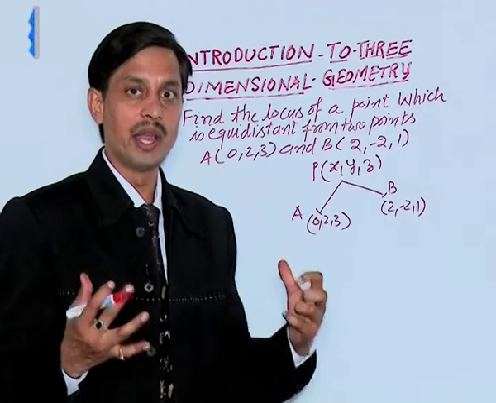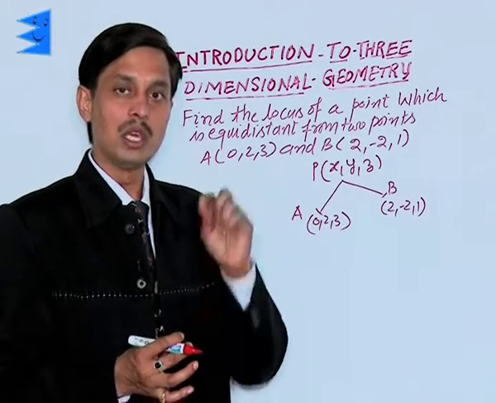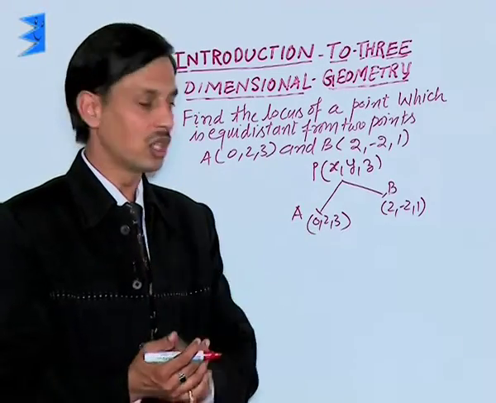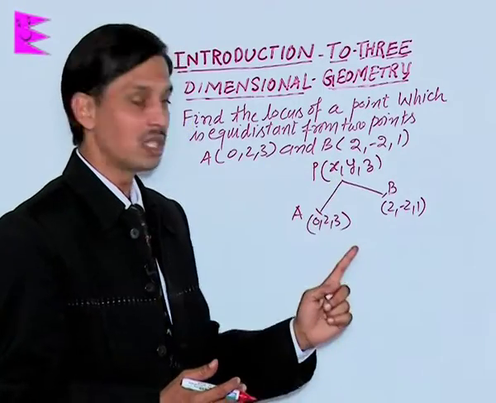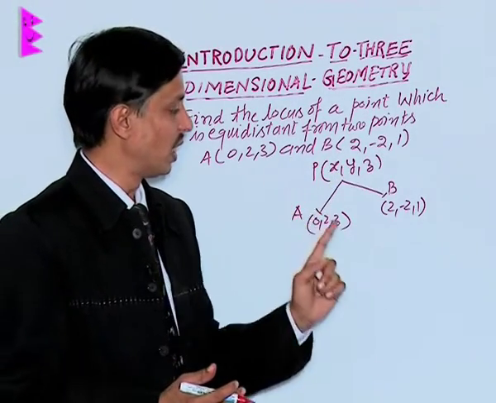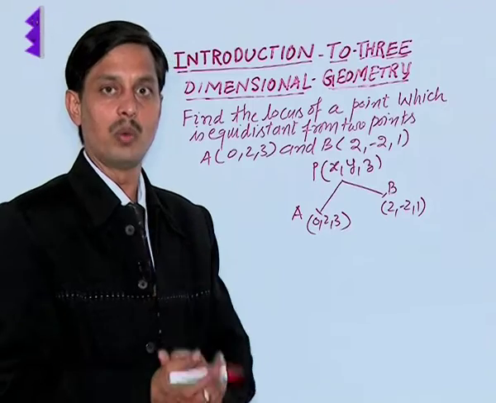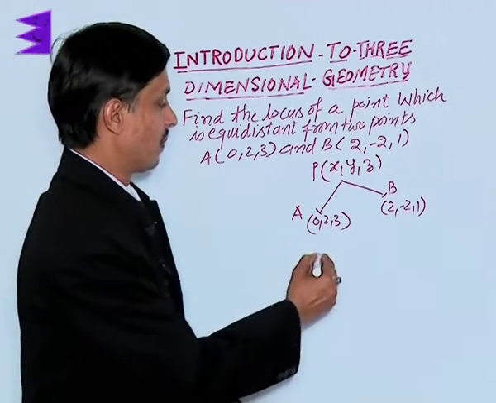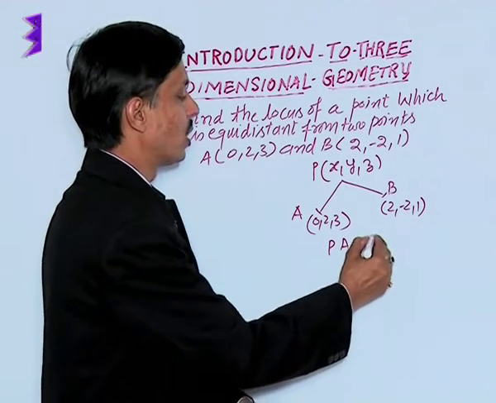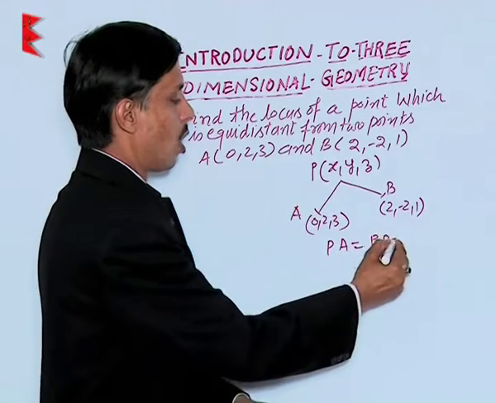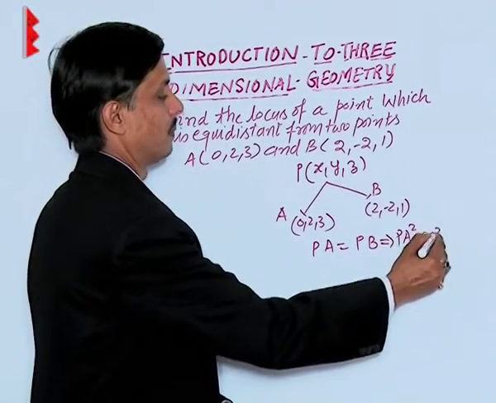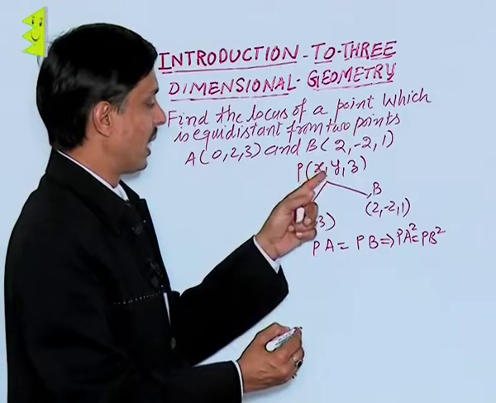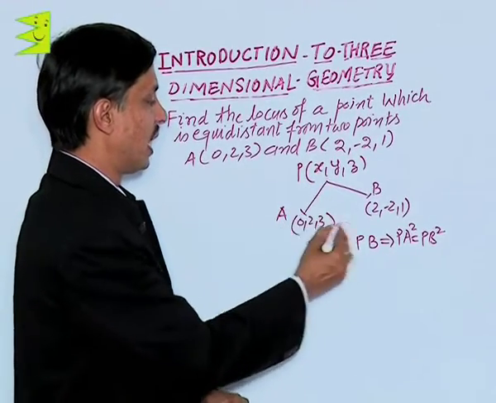We need to find the path, the equation of that path, the equation of that line on which P moves but maintains equal distance from A and B always. To find it, we can say PA is equal to PB, or PA square is equal to PB square. We can apply the formula of the distance between PA and PB.